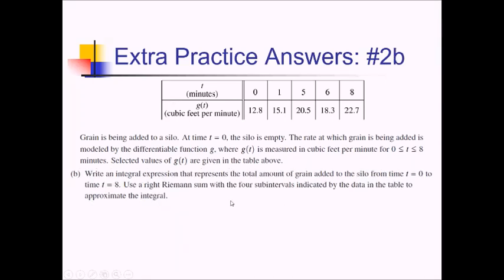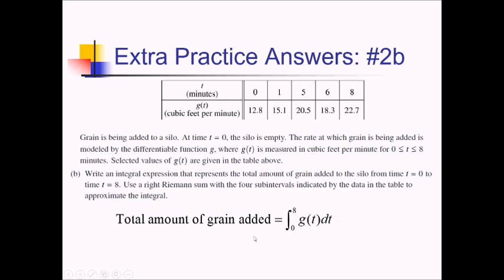For this part of the problem, we want an integral expression representing the total amount of grain added from time 0 to 8. Well, since the rate at which grain is being added is modeled by g of t, the total amount added would just be the integral from 0 to 8 of g of t dt. There we go. Don't forget your dt.